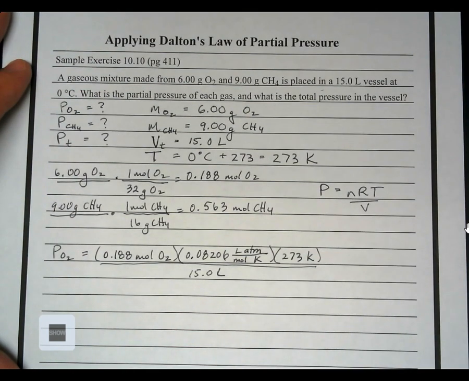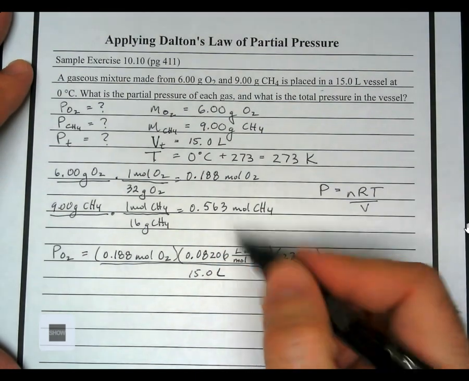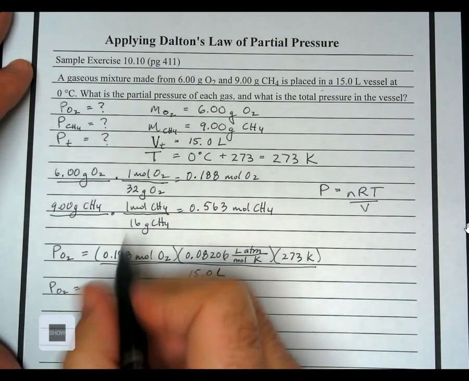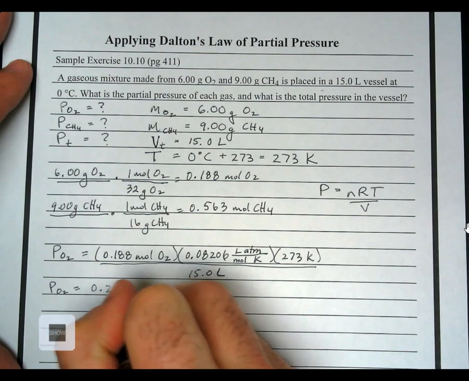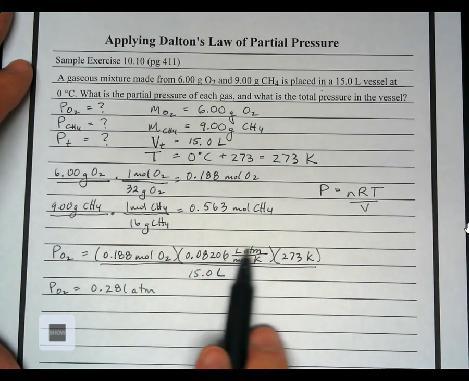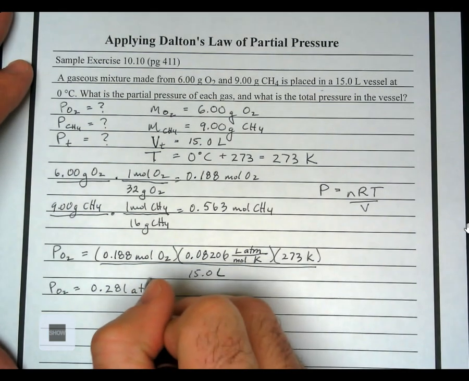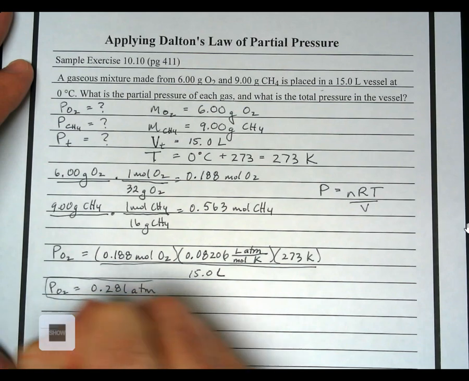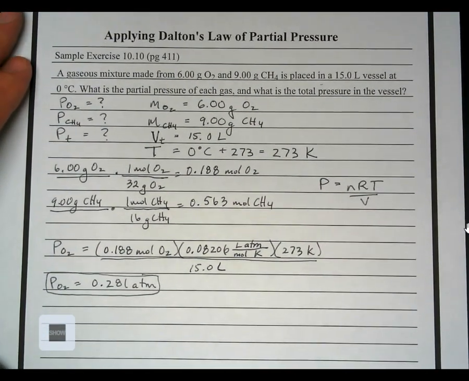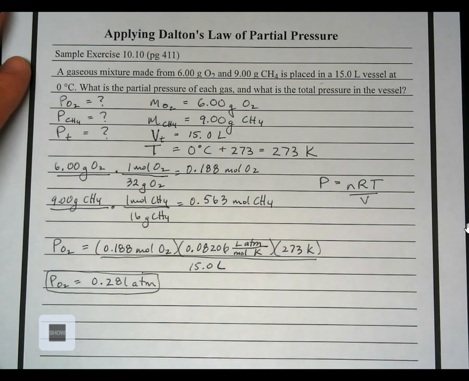Okay. So we do the math on this, and our pressure of O2 comes out to be 0.281 atmospheres, because atmospheres was what's left here. The liters cancel, the moles cancel, the Ks cancel. So our pressure of our O2 is 0.281. So everybody okay so far? Is it making sense following the info?